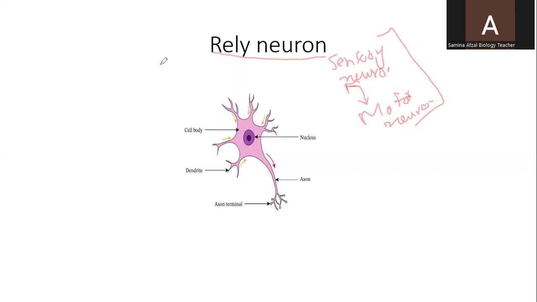Now, you can see its structure as well. It also consists of a cell body, a nucleus, cytoplasm, dendrite, an axon, and axon terminals. But its size is much smaller in comparison to other neurons.